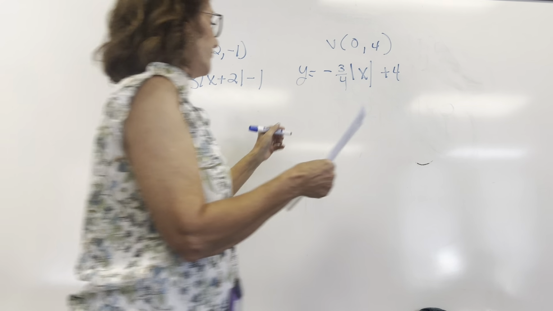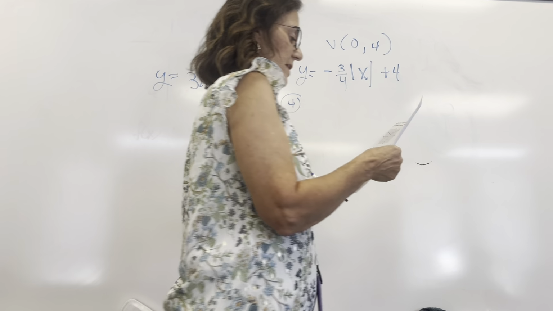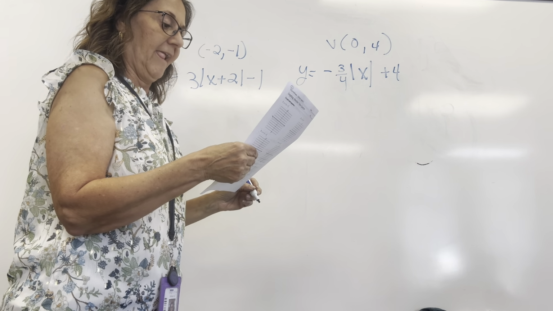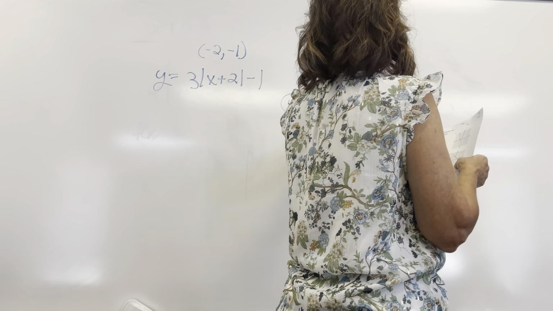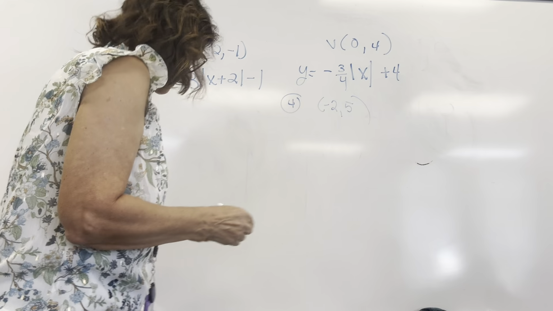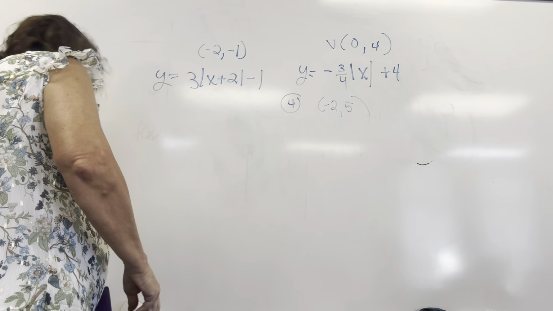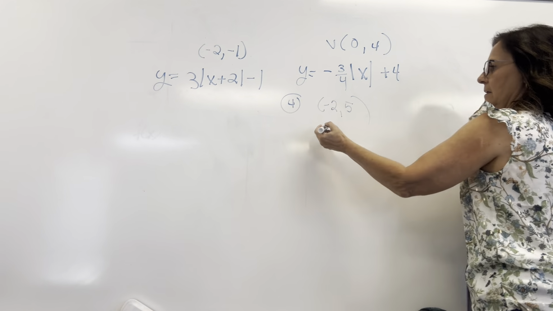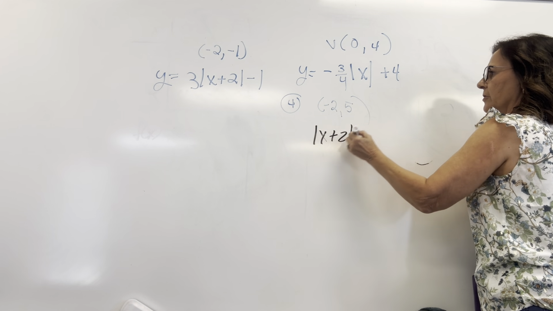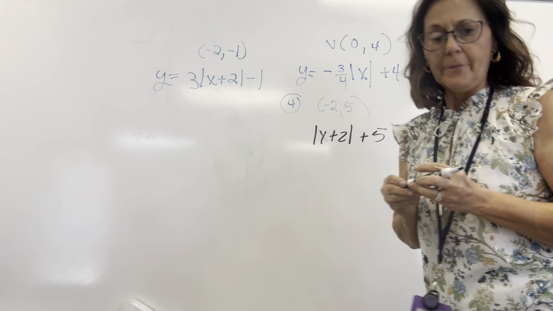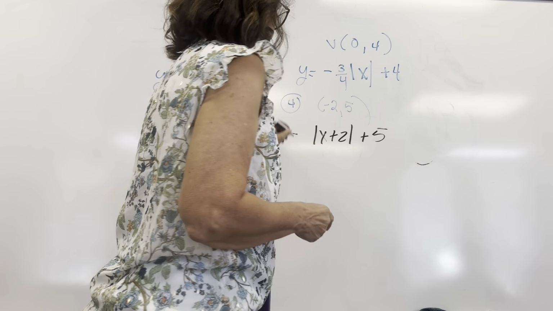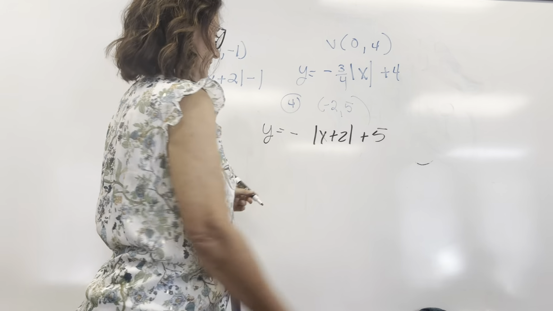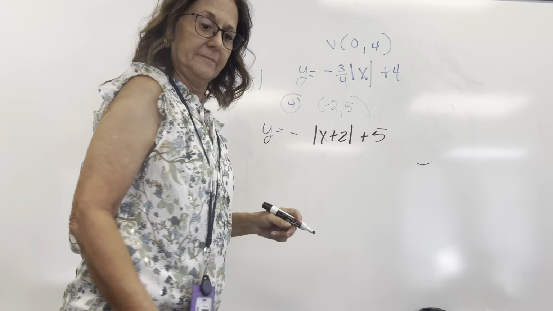All right, what about number 4? Where's our vertex? -2, 5. That's opposite, same. So it's x plus 2 plus 5. Does it open up or down? Down. So this is going to be a negative slope. And what is that slope? It's just a negative. You don't have to put 1. Just put a negative.